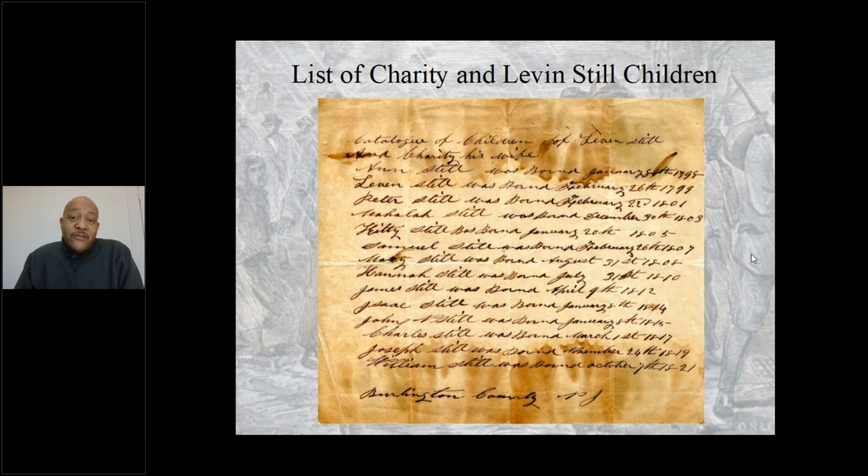Charity had to escape twice. The first time, she got caught and was dragged back down to the plantation. And then the second time she left, she had to make the horrible decision to leave two of her children. She left the two boys. The thought was that the two boys would have a better chance of surviving slavery than the two girls.